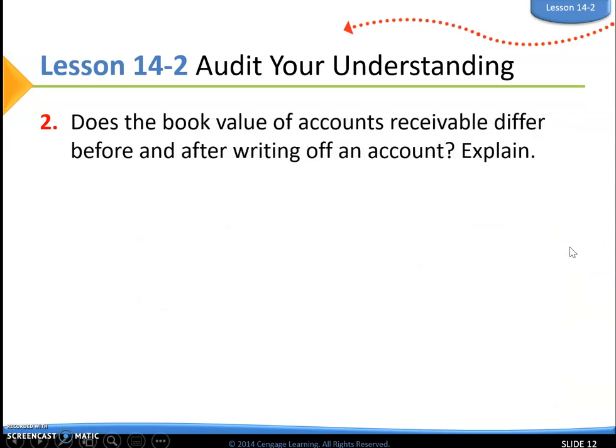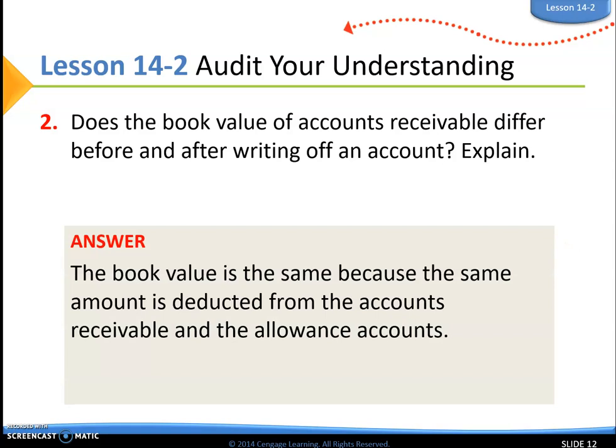Number 2, does the book value of accounts receivable differ before and after writing off an account? Explain. Just a reminder, when we talk about book value, if you remember from 14.1, book value would be the difference between our accounts receivable and the contra account. Hopefully you remember the contra account is allowance for uncollectibles. So the book value is going to be the same because the same amount is going to be deducted from the accounts receivable and the allowance accounts. So the book value will not change.